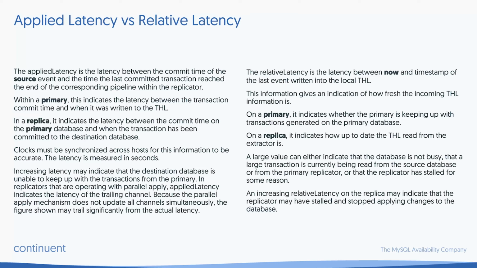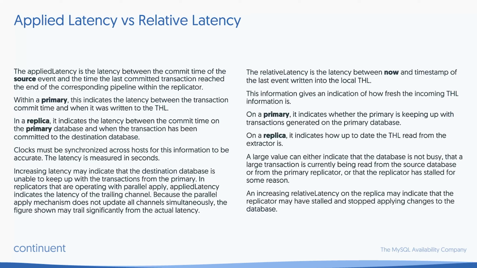So on a primary, that would be the time the commit happened in MySQL to the time that we reached the last stage in the replicator, which is that Q to THL stage, so we're writing that down into the THL log on disk. On a replica, that would be the time from the commit in the source database to the time it reached the final stage in the replica, which is Q to DBMS, the point at which we wrote it into the target database.